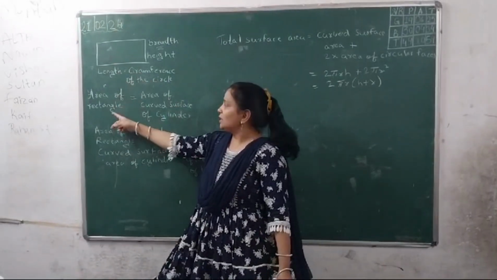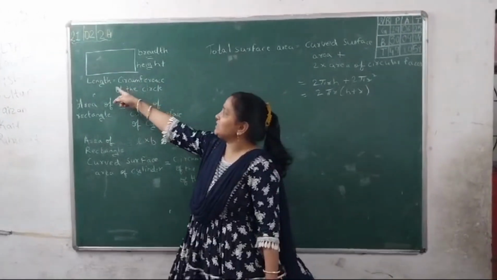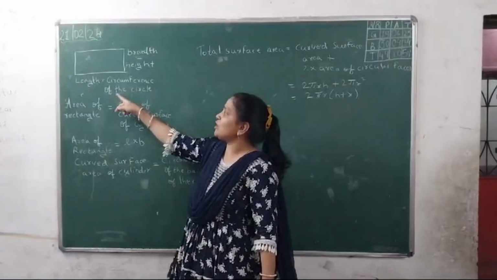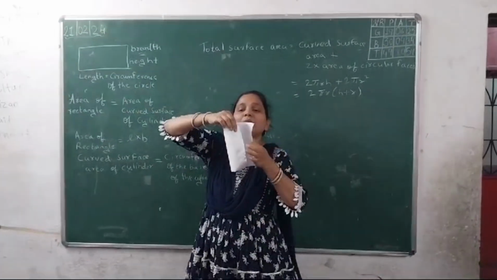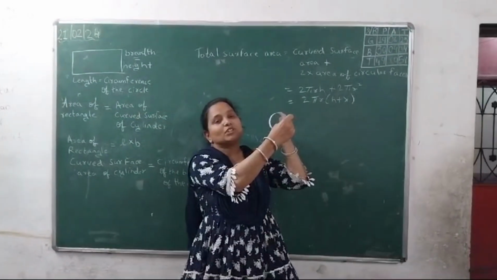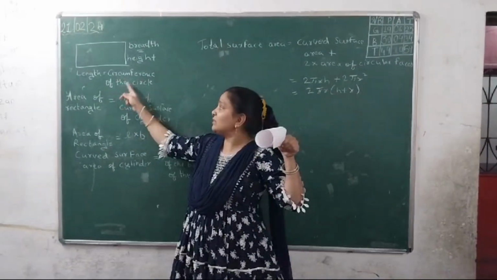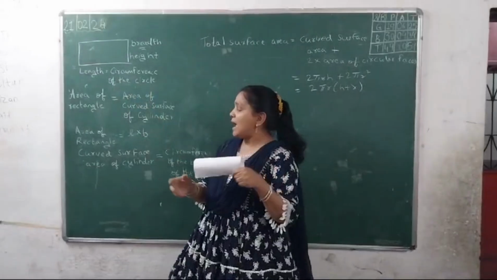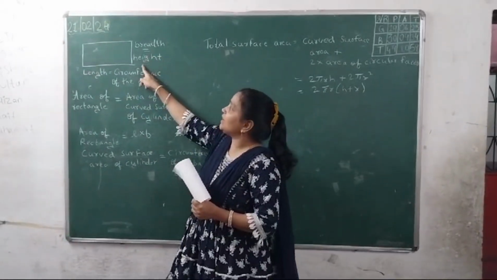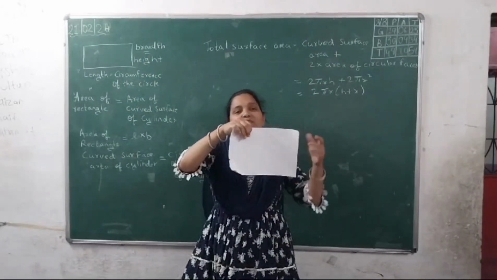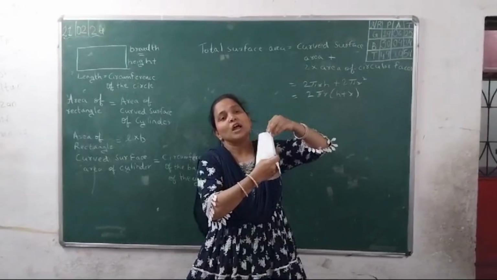area of a rectangle is length into breadth. So we will consider the length as the circumference of the circle. This length, whatever we have taken, is turned and made into a circular shape. That is why we are calling it the circumference of a circle. And you can see that there is a breadth. The breadth is converted into a height.